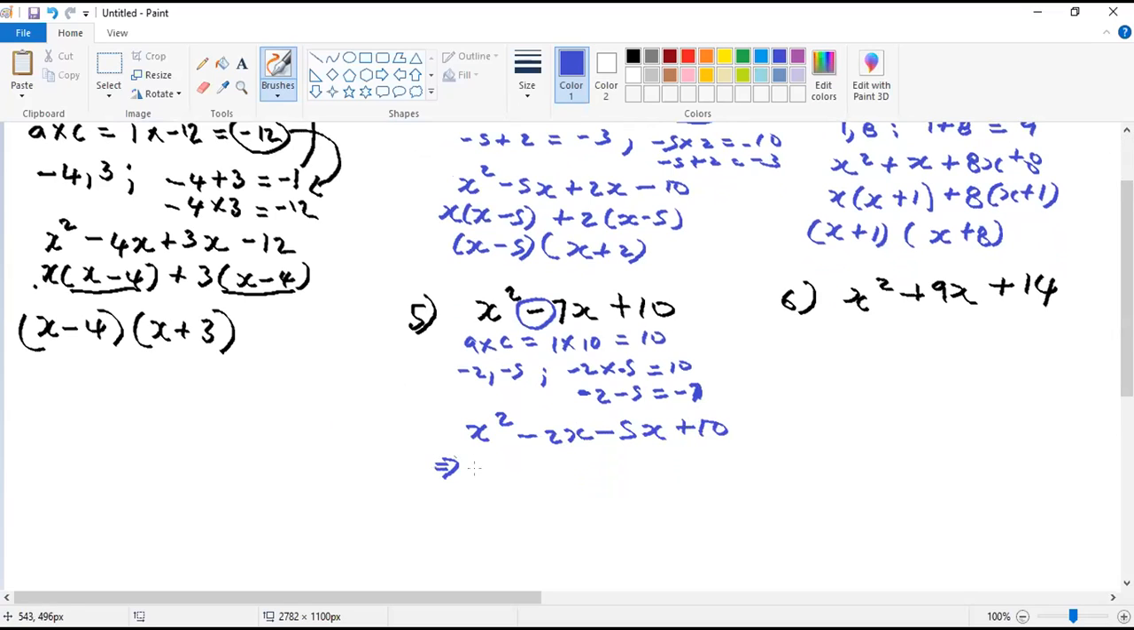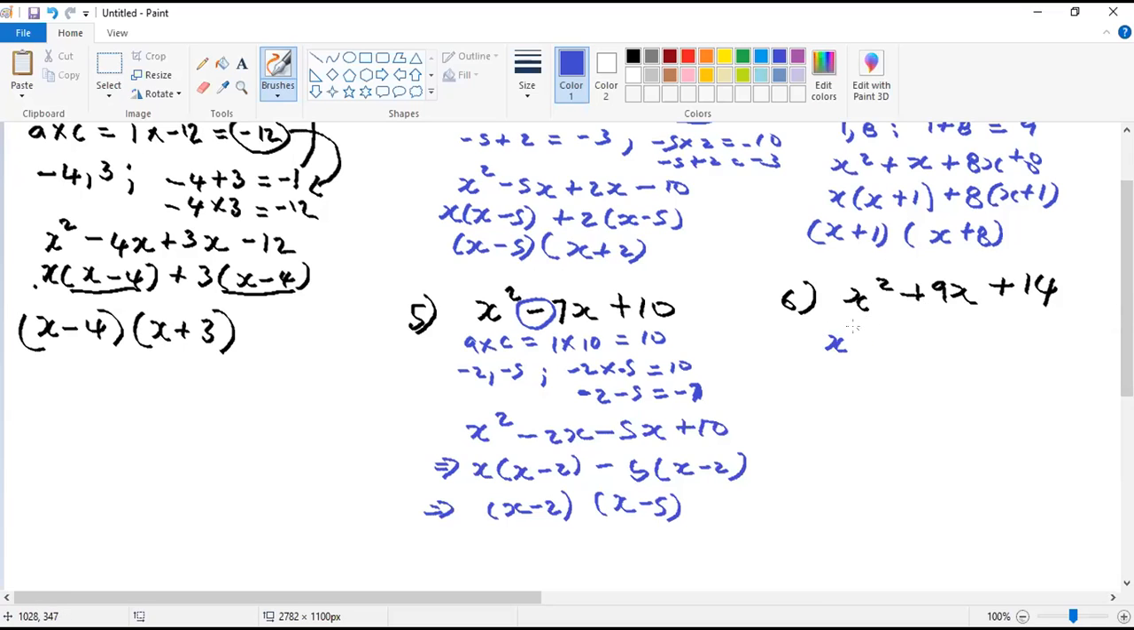Factor by pair again. So I have x squared minus 5. So next up, we have this one now. What do you think? That's 2 positive, would be 2 and 7. 1 and 7. Excellent. So let us just get right into it.